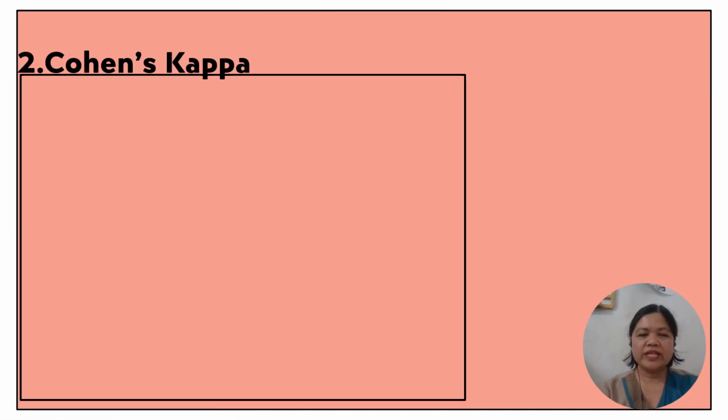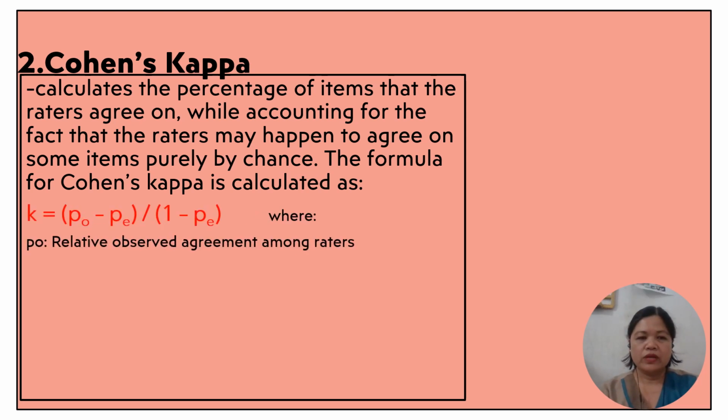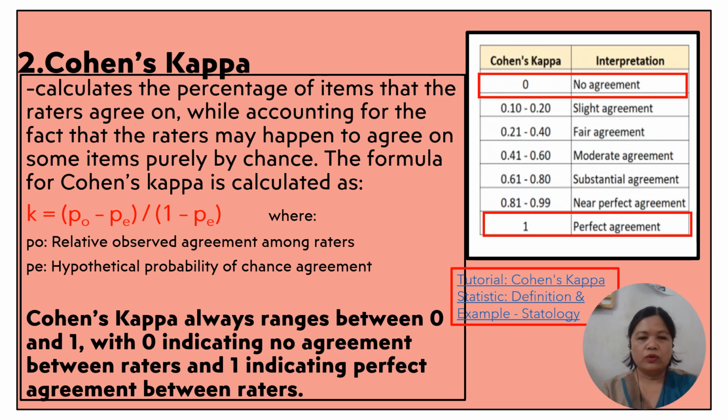Another way is through Cohen's kappa. So ano naman to? It calculates the percentage of items that the raters agree on while accounting for the fact that the raters may happen to agree on some items purely by chance. So ito po yung formula ng Cohen's kappa. Yan. So Cohen's kappa always ranges between 0 and 1, with 0 indicating no agreement between raters and 1 indicating perfect agreement between raters.